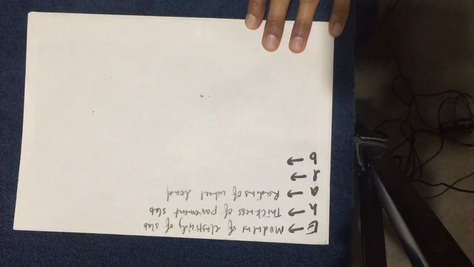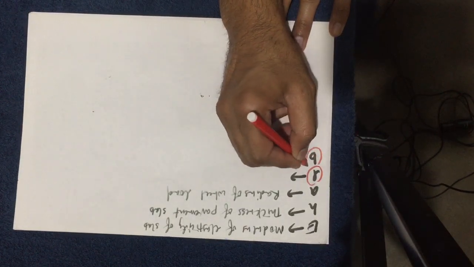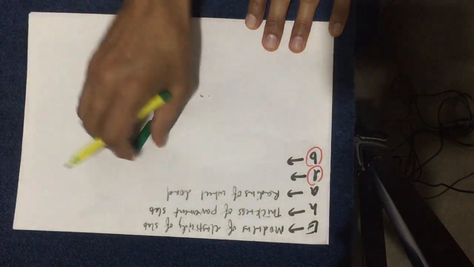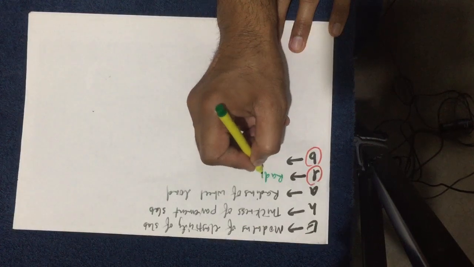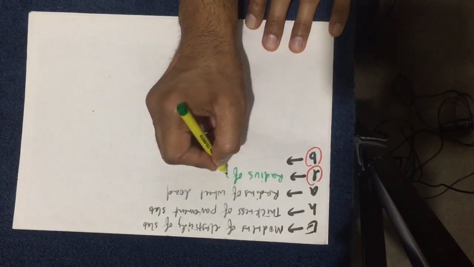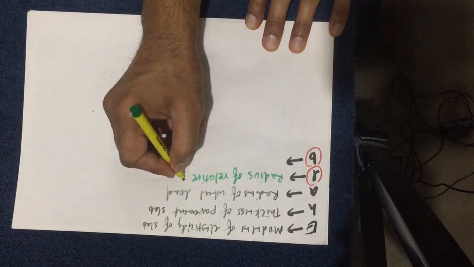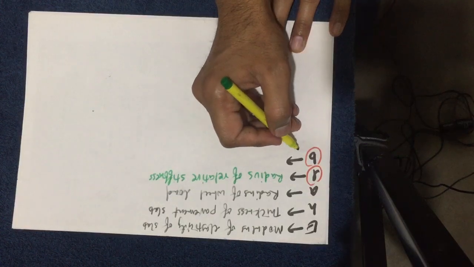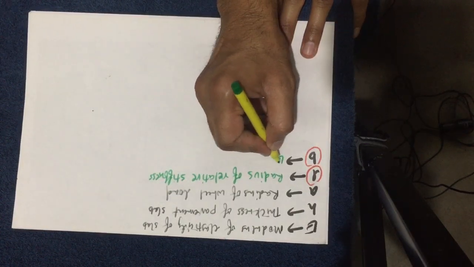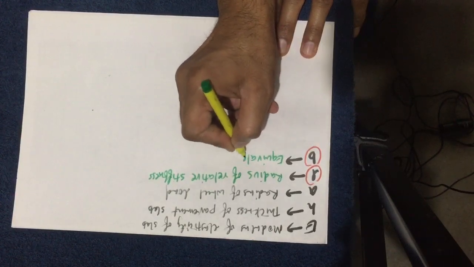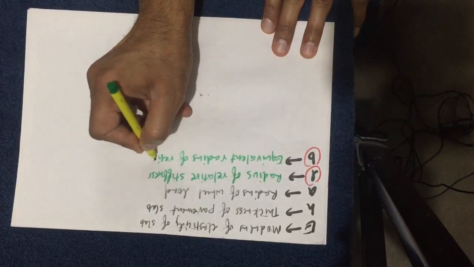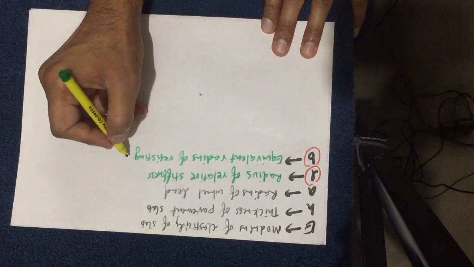Now the two different new terminologies, L and B. L is the radius of relative stiffness. We'll make it clear what it is. And B is the equivalent radius of resisting section.